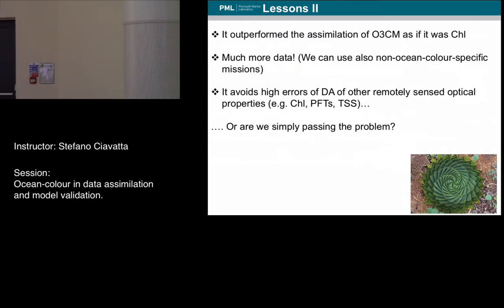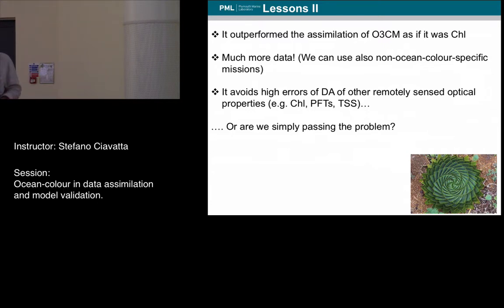In this exercise, they show that the assimilation of this remote sensing reflectance, or at least a function of the remote sensing reflectance, outperformed chlorophyll assimilation. We have much more data, and they conclude this is much better than assimilating chlorophyll, assimilating plankton functional types, and I feel touched because I'm submitting now the paper on that. And they say, no, it's much better than that.